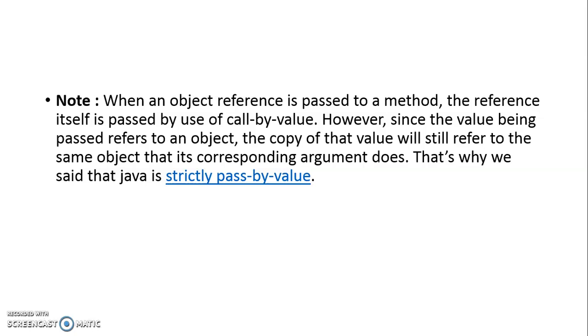One important note is that when an object reference is passed to a method, the reference itself is passed by use of call by value. However, since the value being passed refers to an object, the copy of that value will still refer to the same object that the corresponding argument does. And that is why it is said that Java is strictly pass by value. I think I have cleared this idea.